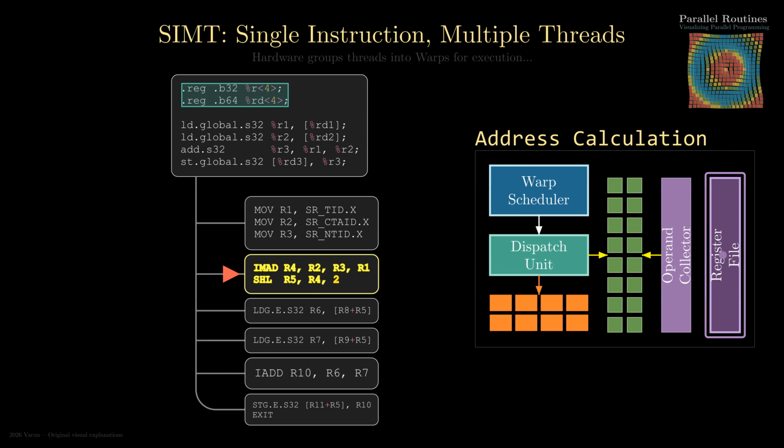Each thread computes its unique global memory address using integer arithmetic. IMAD calculates the linear index, and SHL converts it to a byte offset for memory access. When an instruction runs, it is applied to all 32 threads. But because there are fewer execution lanes than threads, the hardware runs them in smaller groups over a few cycles and combines the result so it looks like they all ran together.